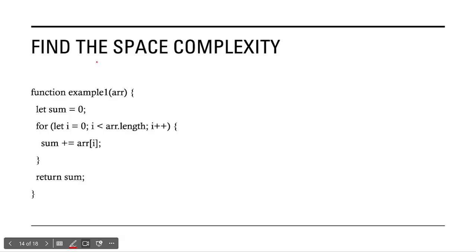Now there are some questions for you. Find the space complexity for this example function. Let sum equal 0, and if you follow, we are calculating the sum of an array. So here we are just using a simple sum variable and an i variable. So the space complexity is Big O of 1, as this is a normal one. You have to find this for example 2 and example 3 and comment down the answer.